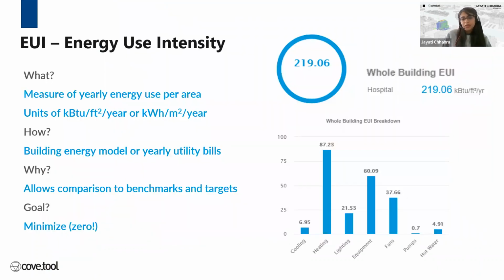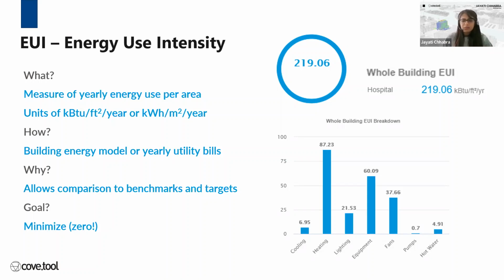So the first metric that we are going to look at is EUI, energy use intensity. It is basically the energy use per area for the whole year. The units are kBTU or kilowatt hour per area per year. We usually get this through an energy model for existing buildings. You can also get it from the utility bills. So you can back calculate.